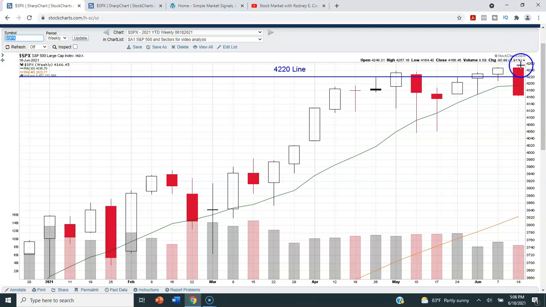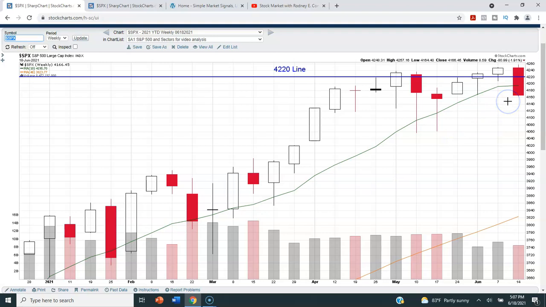The S&P 500 was down 1.91% this week, and we closed at 4166.45. This blue line is set at 4220. The green line is the 10-week moving average, and the orange line is the 40-week moving average. It's obvious that we closed below the 4220 level as well as the 10-week moving average. This was the first weekly close below the 10-week moving average since back in February, right here.